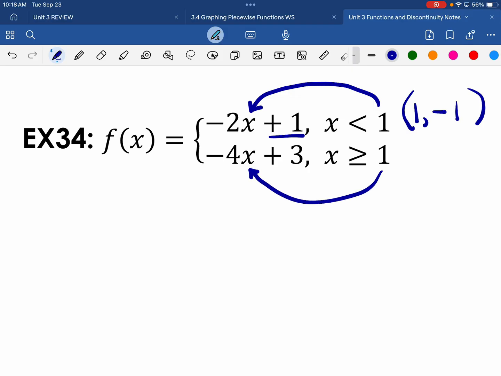Okay, when I plug 1 into here, -4 times 1 is? -4. +3? -1. Right. So, are these guys matching up? Yes. So, is it going to jump? No, because they're going to match up. Is my point going to be closed? Yes, because it has this or equal to guy right here. So, it's going to be closed. It's not jumping. So, this one here has no discontinuities.